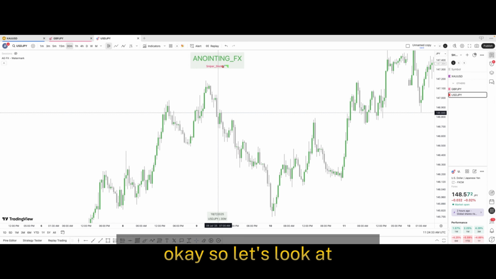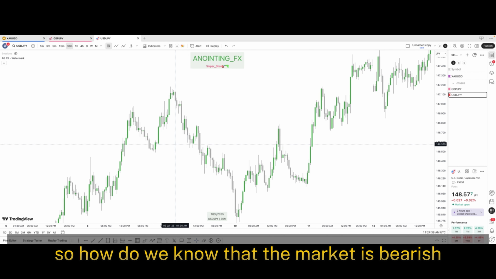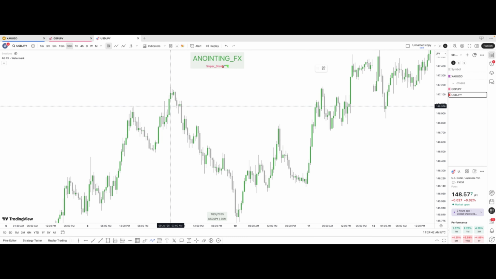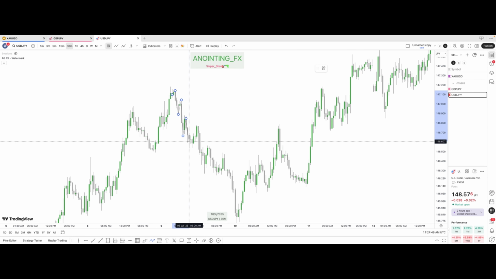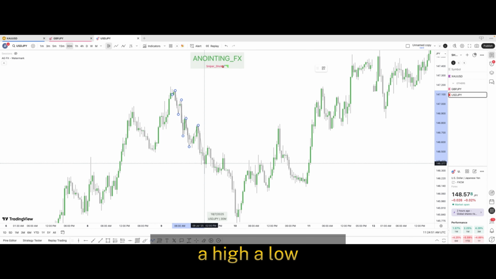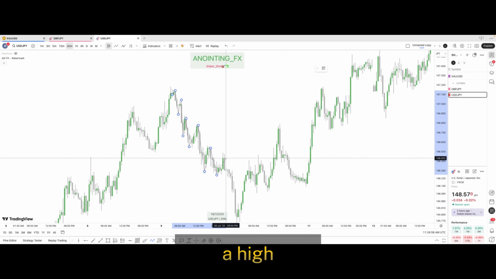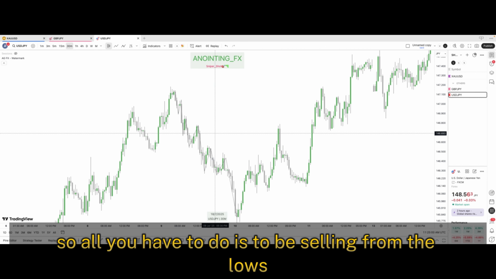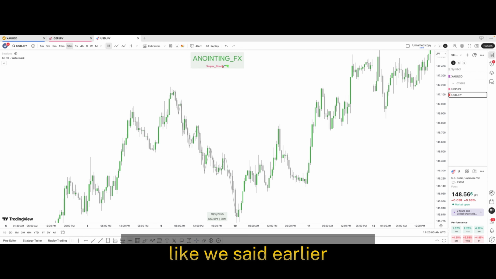Okay, so let's look at this bearish movement. So how do we know that the market is bearish? So you will see price giving you a high, a lower low, a lower high, a lower low, a lower high, a lower low, a lower high, a lower low, a lower high, a lower low, a lower high, in that order. Okay, so all you have to do is to be selling from the lows, like we said earlier.